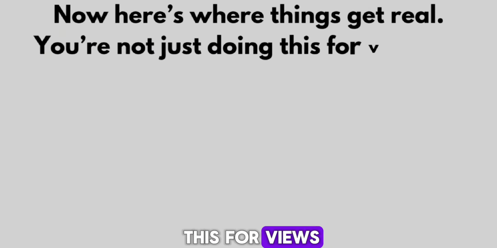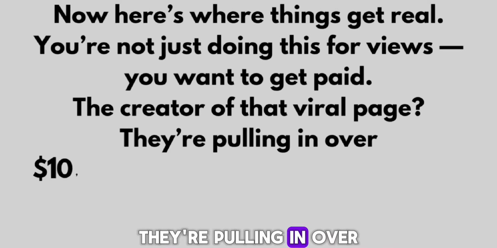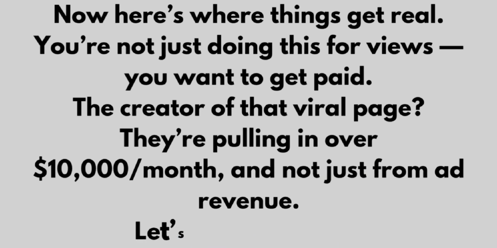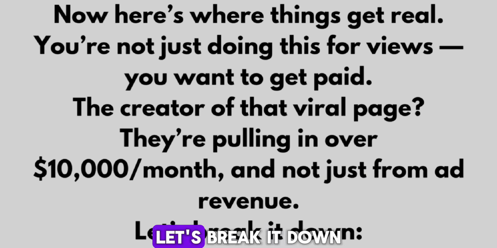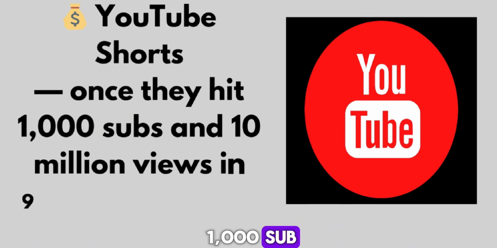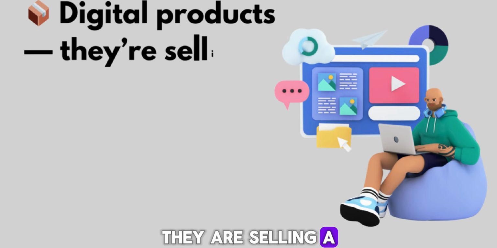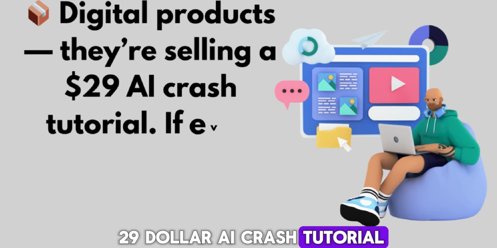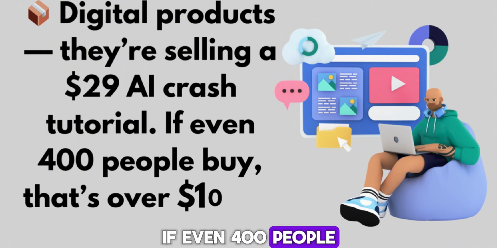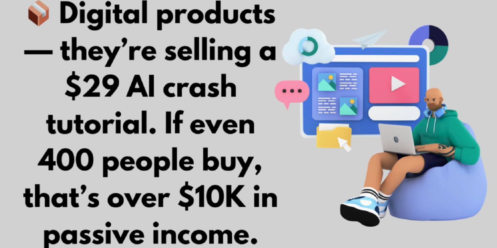Now, here's where things get real. You're not just doing this for views, you want to get paid. The creator of the viral page is pulling in over $10,000 monthly, and not just from ad revenue. Let's break it down. YouTube Shorts, once they've hit over 1,000 subs and 10 million views in 90 days, boom, monetization kicks in. Digital products, they are selling a $29 AI crash tutorial. If even 400 people buy it, that's over $10,000. Isn't that passive income?